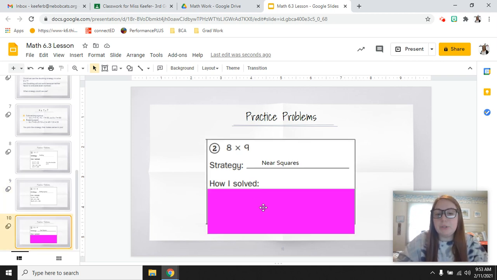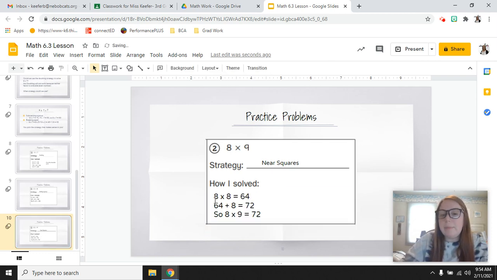All right, go ahead, erase your boards one more time. We have one more problem we are going to practice together. So 8 times 9, and we are going to use the strategy near squares. So on your whiteboard, there are 2 possible ways you could do this. I want you to pick a near square, a square fact that is near 8 times 9. Okay. And then once you've solved that for 8 times 9, go ahead and start the video again.